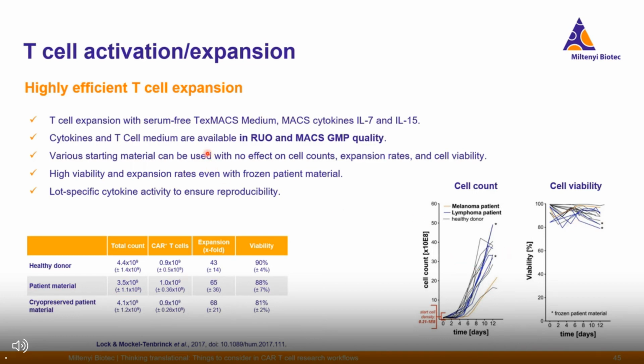The medium as well as the cytokines are available in research grade and in MACS GMP grade. Especially for research, our premium grade cytokines come with a certificate of analysis, so you can make sure that you have unit-specific dosing to ensure really high reproducibility and then also an easy translation.